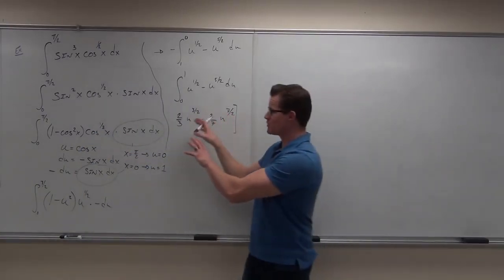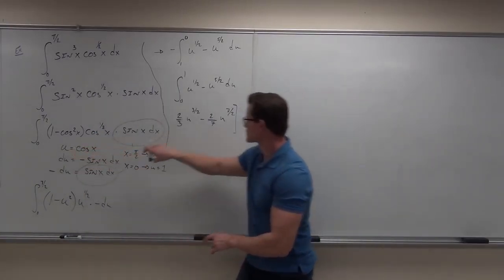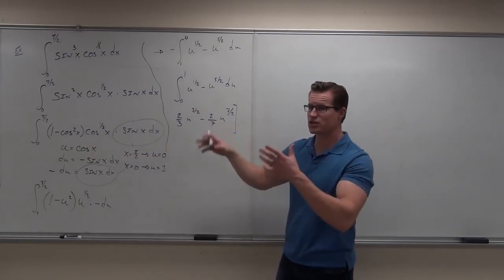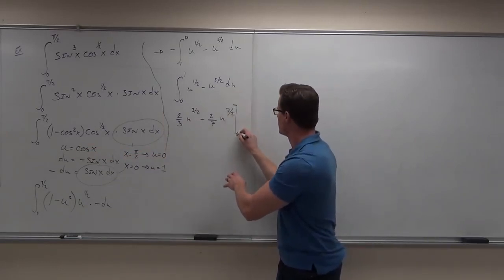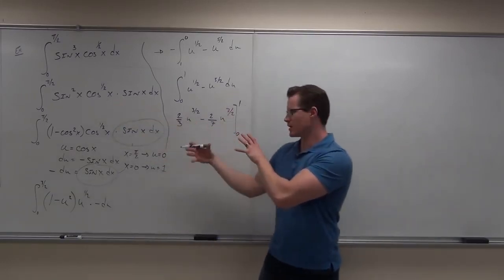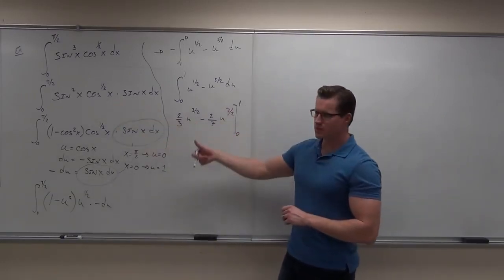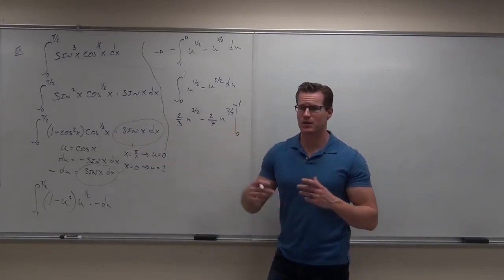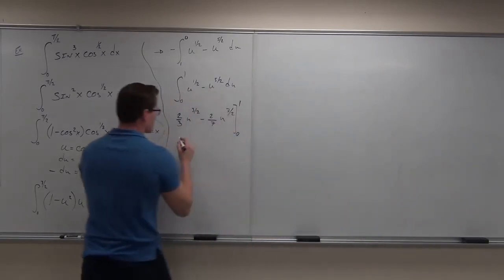If I change my bounds, do I have to put cosine x back in for my u? No, I changed them. These are now in terms of u from 0 to 1. Those are u's now. They were x's. Now they're u's. We just showed that. We get to plug in 1. We get to plug in 0. We don't have to plug them into cosine because we already did over here. That's how we changed it.